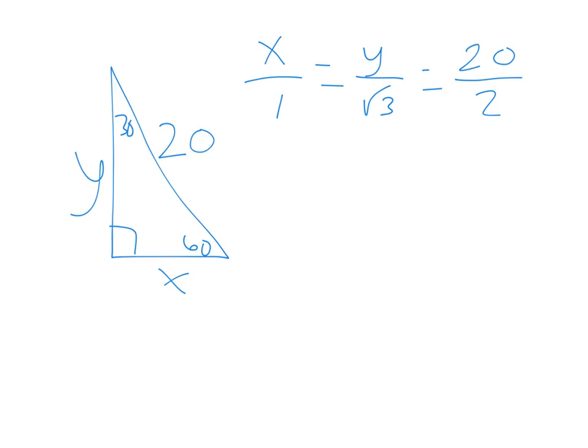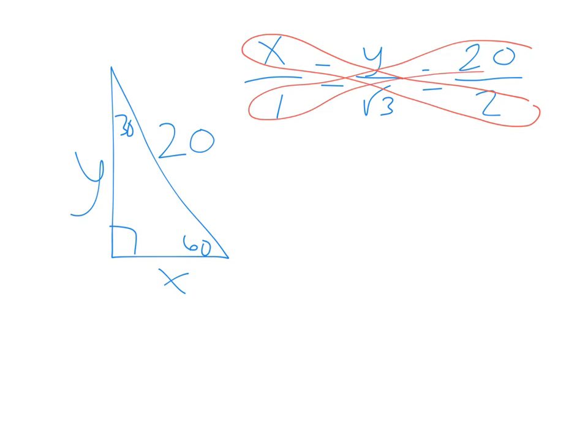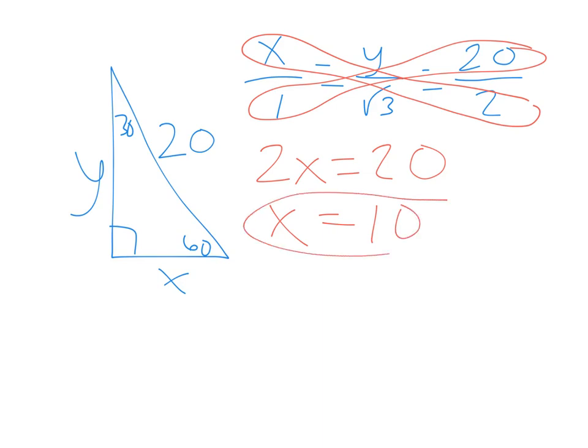Time to cross multiply. So let's do our x first. That would be 2 times x equals 20 times 1. So 2x equals 20. x equals 10. Awesome. So boom, 10 right there. You may notice, again, it's half of 20. That is going to happen with 30, 60, 90s.